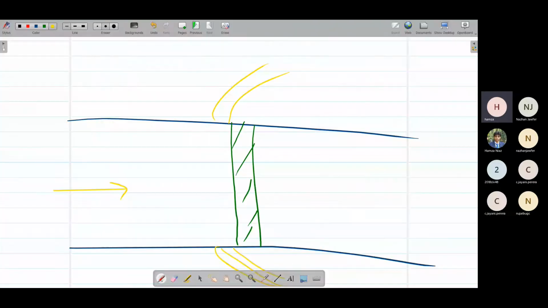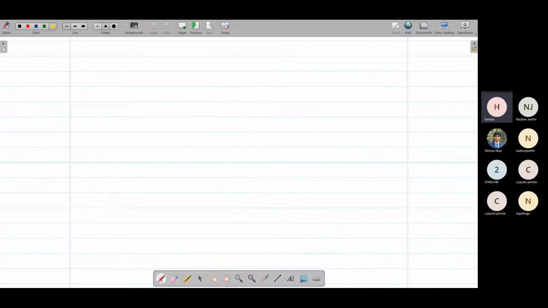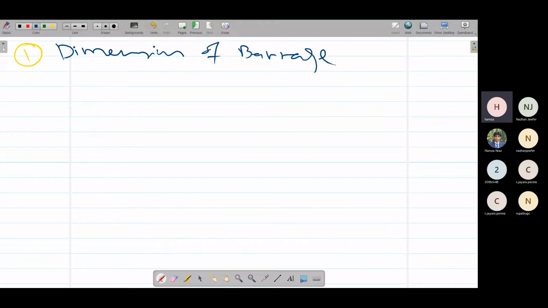First of all, what we have to do after we are given this data, first we have to determine the dimensions of the barrage. So first we have to determine what would be its length, what would be its width, and how many piers it would have. So first of all, we have to determine these dimensions.